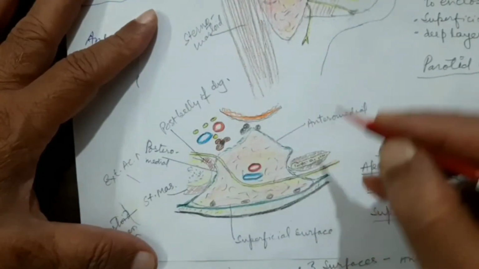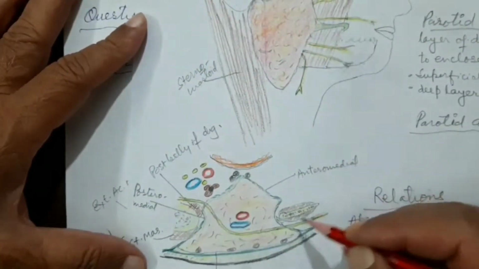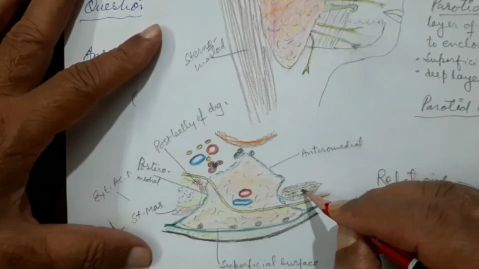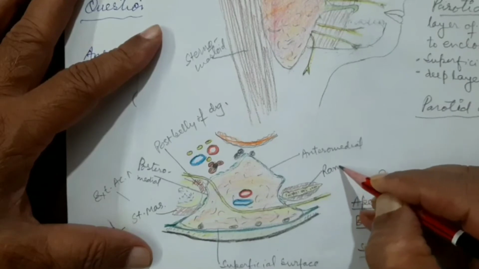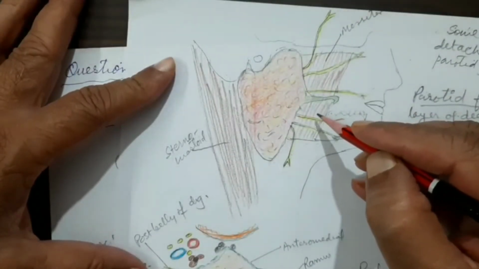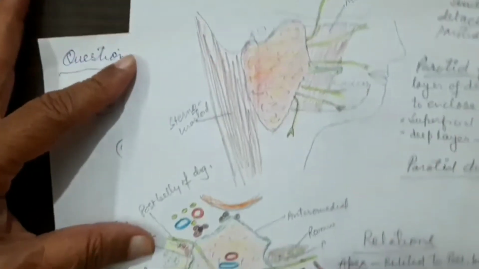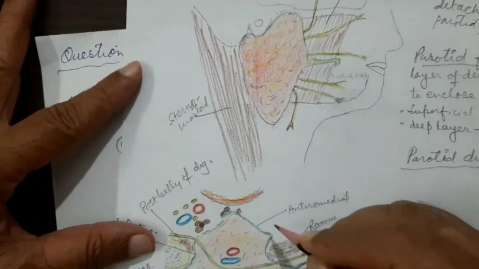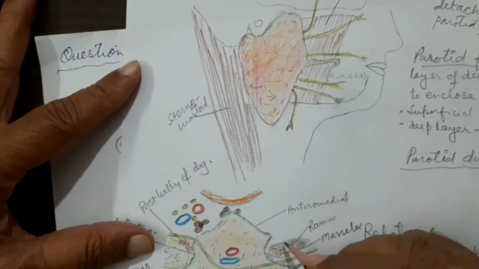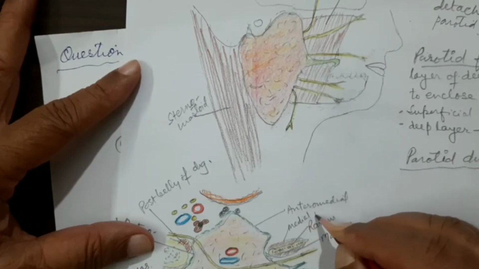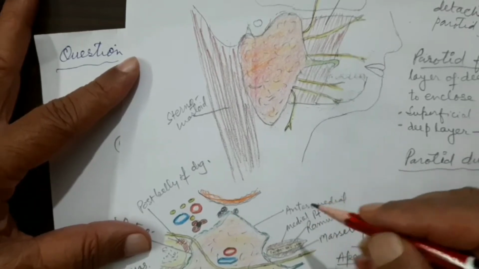This is the ramus, the posterior margin of the ramus, and on this ramus of the mandible, there are the attachments externally of a muscle which we have seen. It is the masseter muscle which is attached externally. And then deep inside is the medial pterygoid, another muscle. I have written medial pterygoid in the chart.